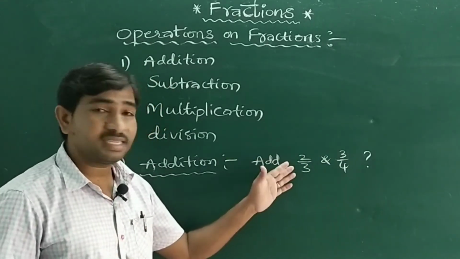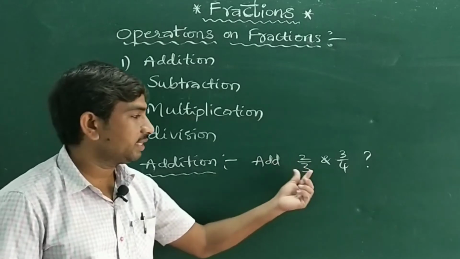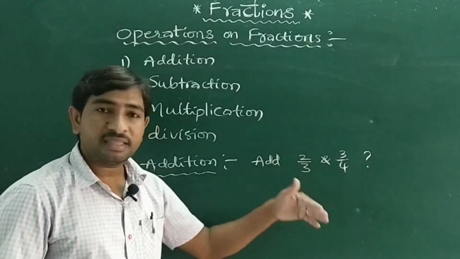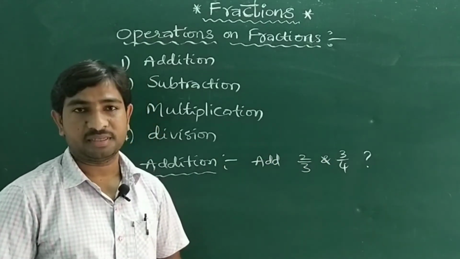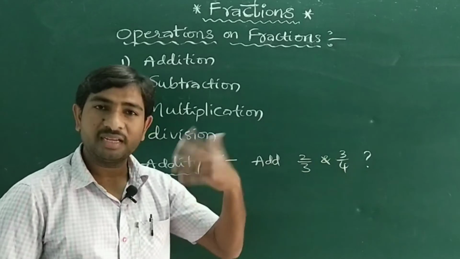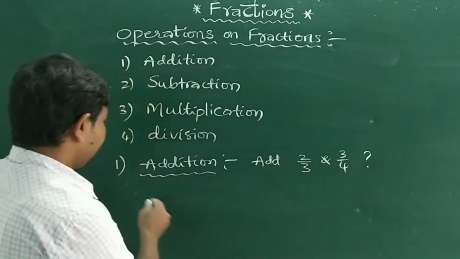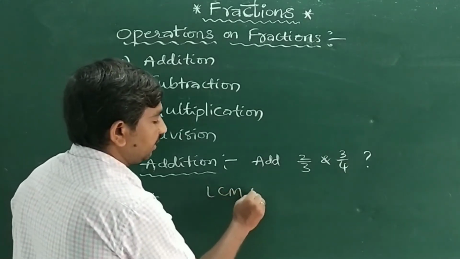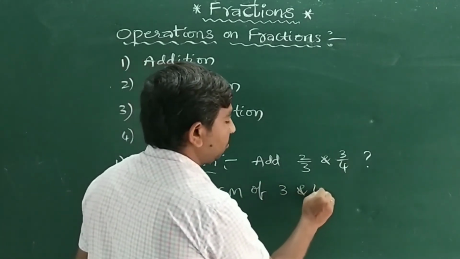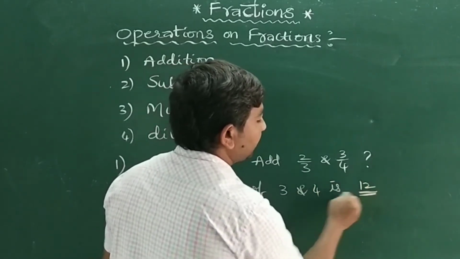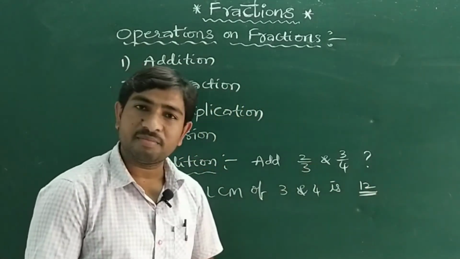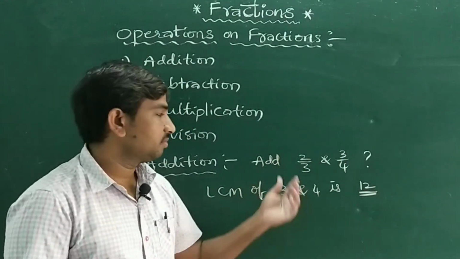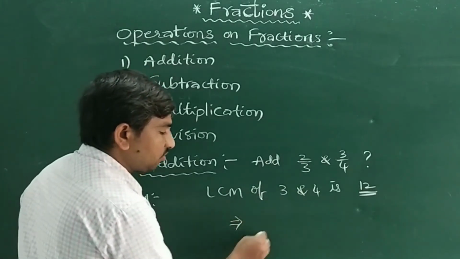So in the fractions, for the addition we have to take the LCM of the denominators, or convert the given two numbers into like fractions. So for that, what do we have to take? LCM of 3 and 4 is 12. So LCM we have to find. These two are co-prime numbers, so directly their product is the LCM of the given two numbers. So 12 is the LCM.